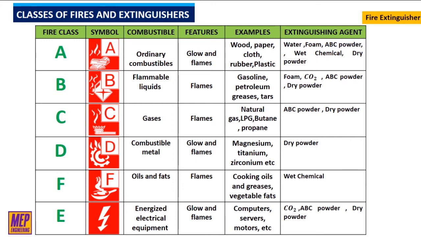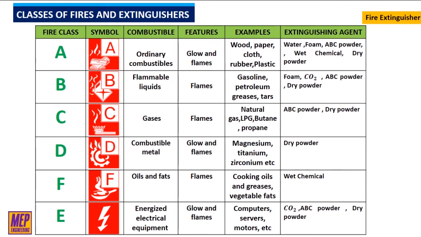Class B. Class B fires are fires in flammable liquids such as gasoline, petroleum greases, tars, oils, oil-based paints, solvents, alcohols. Class B fires also include flammable gases such as propane and butane. Class B fires do not include fires involving cooking oils and grease. Class C. Class C fires are fires involving gases. This could be natural gas, LPG or other types of gases forming a flammable or explosive atmosphere.